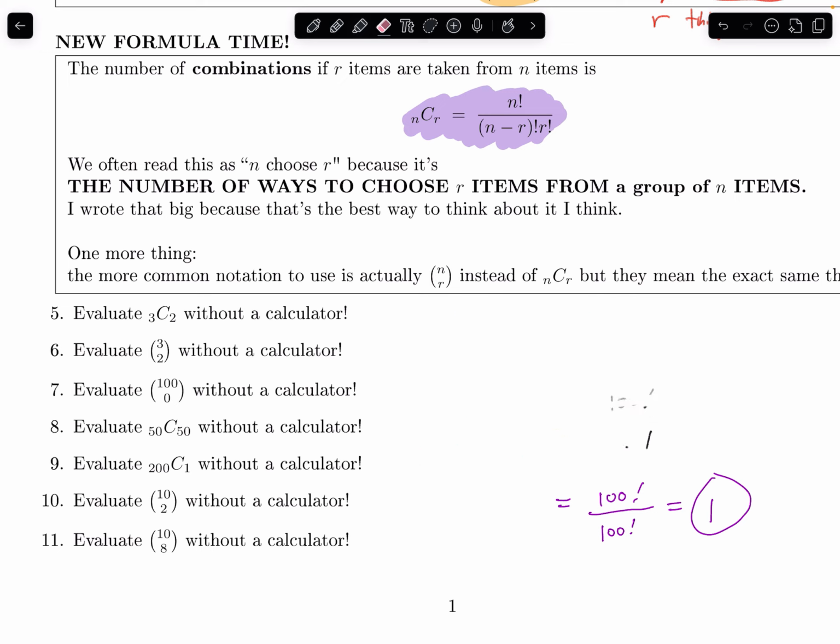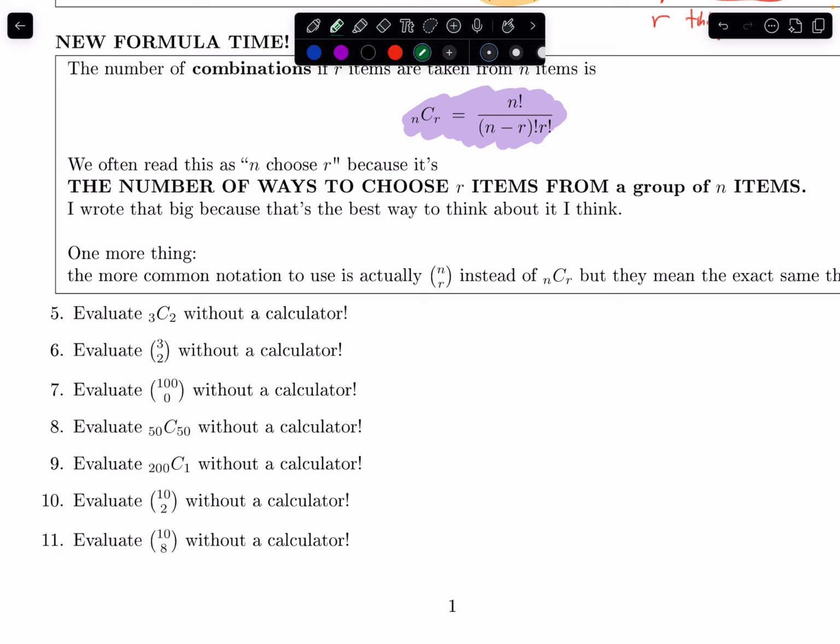Moving on to 8. I'm just going to blast through all these guys. Before you look at the answers, as always, try the questions out for yourself. See if you can figure it out before I tell you. And if you figure it out for yourself, that's awesome. Congratulations. Good job. Now 50 choose 50.